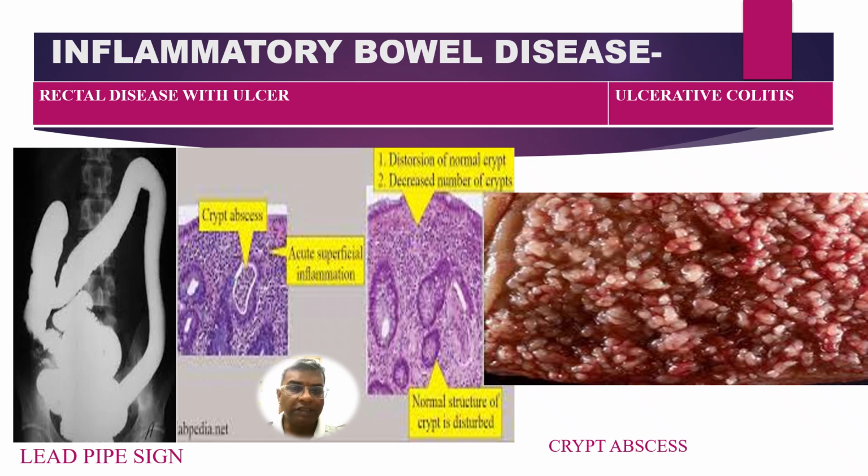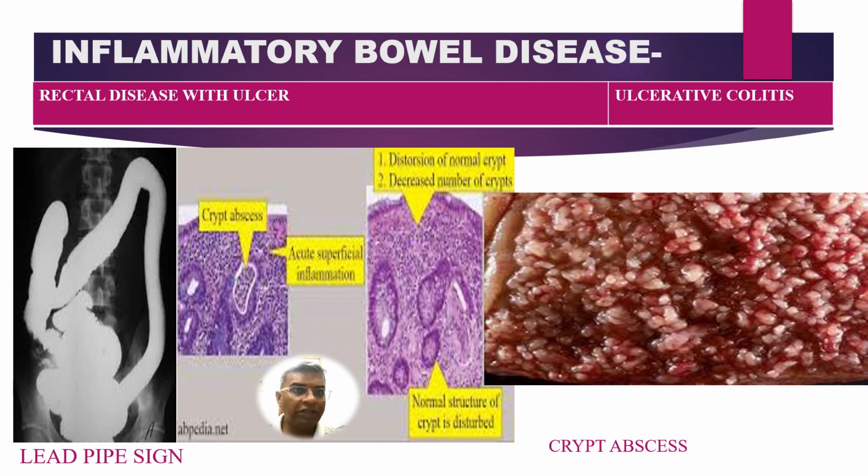Ulcerative colitis. This is also an inflammatory bowel disease next to Crohn's disease. In this, rectum is involved. Rectal disease with ulcer is ulcerative colitis. In Crohn's disease, rectum is spared. So there will be retrograde continuous spread, that is beginning from rectum to descending colon to transverse colon and to ascending colon. Sometimes the total colon is affected, then it is called pancolitis. And if the ileum is also involved in severe disease, then it is called backwash ileitis.